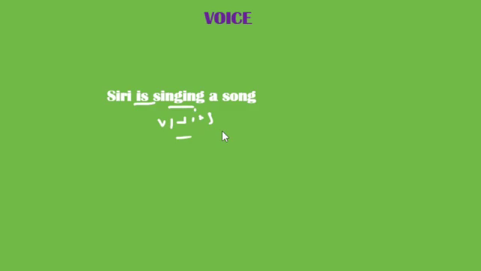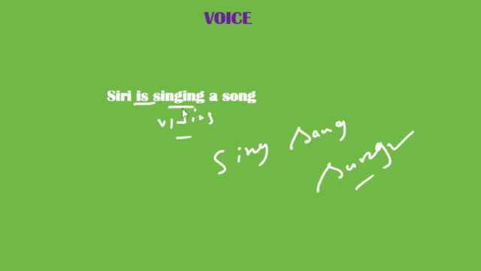As we are going to transform the sentence from active into passive, the verb should be in its third form only. Here this is singing. So sing, sang, and the third form is sung. According to the rule, when you are transforming the sentence from active into passive, the verb should be in its third form only, definitely. But here it is singing.